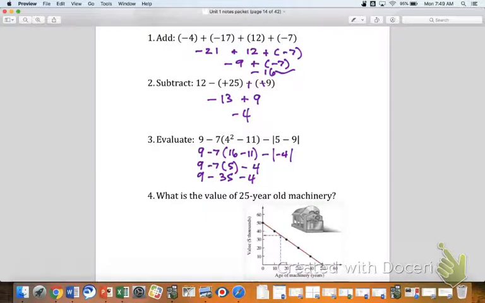So let's work this out. I'm just going to go from left to right at this point because I am down to just that single step. What is 9 minus 35? Negative 26. That is right. And what about negative 26 minus 4? Negative 30. So if you got negative 30 for number 3, I think you're in good shape.